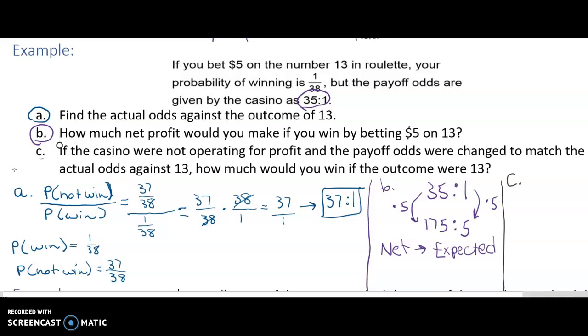For part C, we're asked if the casino were not operating for profit and the payoff odds were changed to match the actual odds against 13, how much would you win? Well, this time we're considering our answer from part A, 37 to 1. That means you could win 37 on each $1 bet. But we're putting down a $5 bet, so we'll multiply by 5. We'll also multiply our 37 by 5. And we'll get 185 this time. What you can see is that there is a $10 difference.